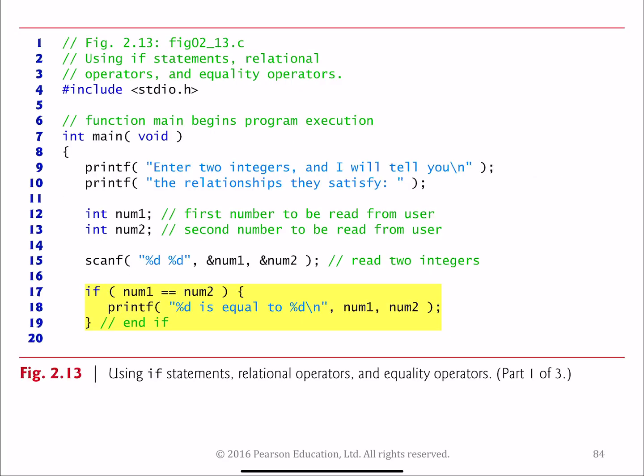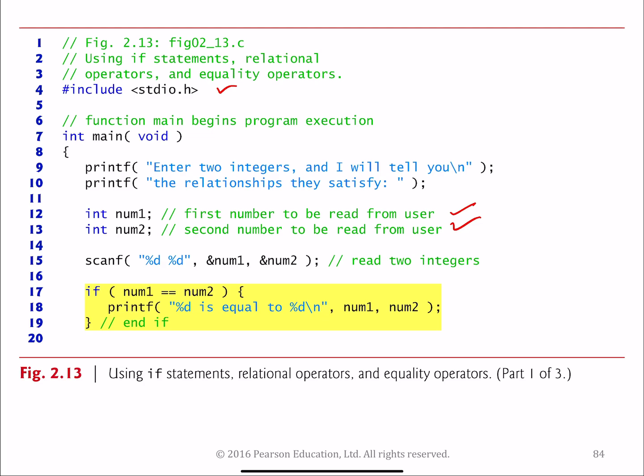And here's the example that I'm going to try out for that in the hands-on section for today. So we have a main function over here. We're only going to use the standard IO library. The initial starting part should be familiar to you. We print out two lines, enter two integers, and I will tell you the relationships they satisfy. And we create two integer variables, num1 and num2. That's followed by a scanf statement.